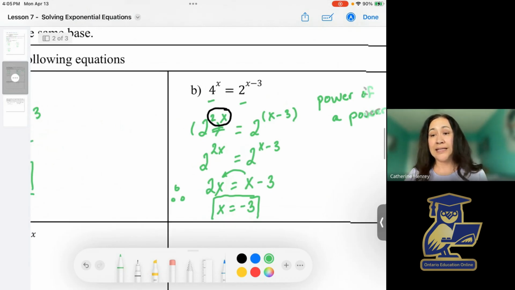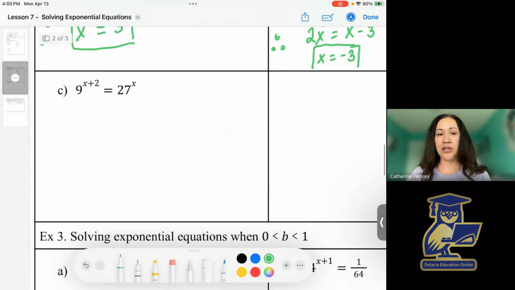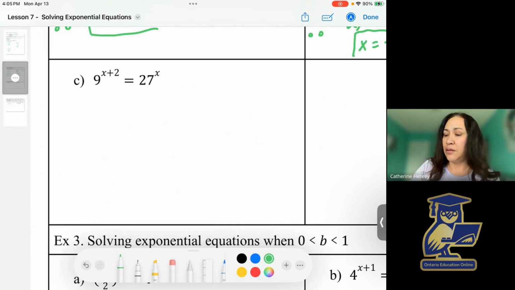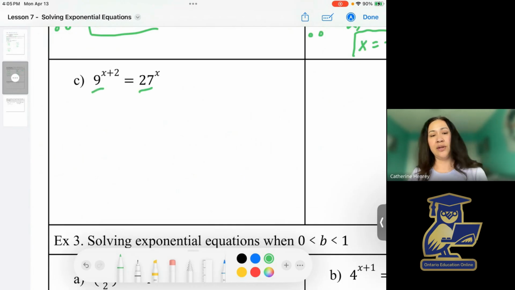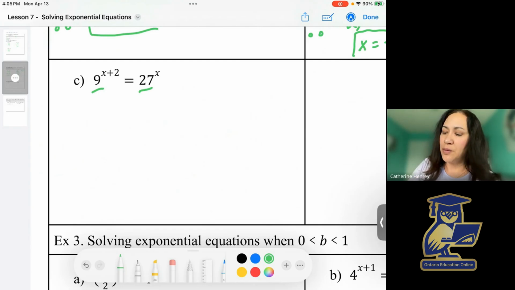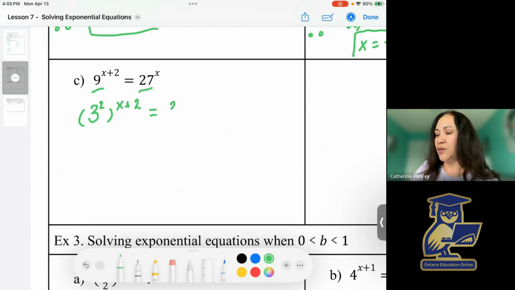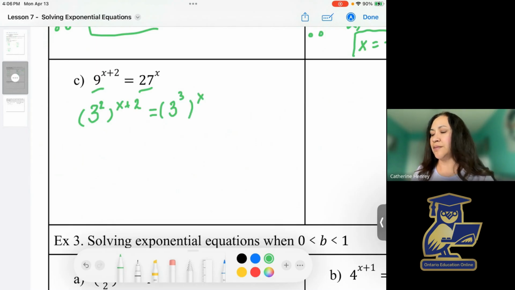We'll take a look at example C. This is a situation where we have to manipulate both sides of the equation in order to get the same base. We can't have 9 match up with 27. But if we remember some of our exponents, we can see that 9 can be written as 3 squared, and we raise that to the power of x plus 2. The number 27 can be written as 3 to the power of 3, and we raise that to the power of x.